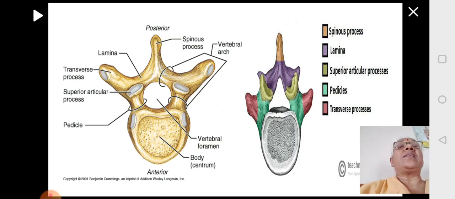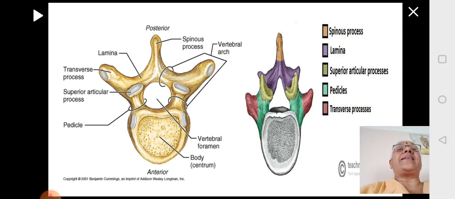In the pedicle region, on the top you have the superior articular facet. Down you will have the inferior articular facet. Then the next part is called the transverse process. These are two horizontally arising processes called the transverse processes. Then in the center at the back you have the spinous process. Now the spinous process is connected to the transverse process by the lamina.